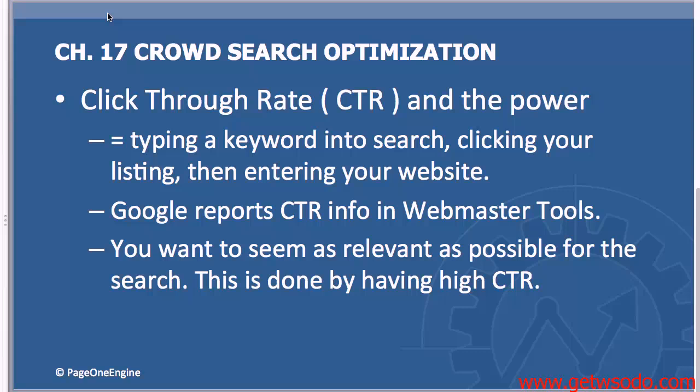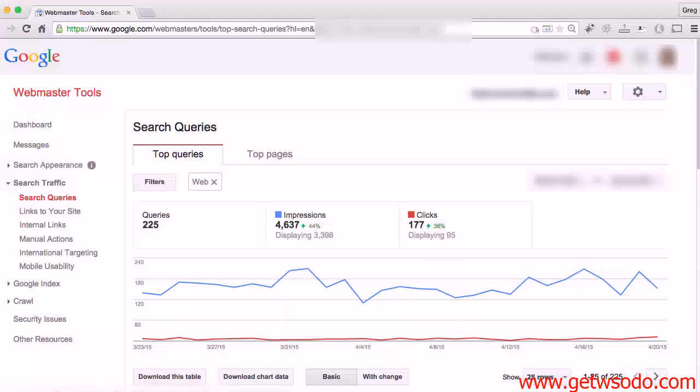So it just makes sense for Google to rank the websites with better CTR at the top of the searches. This usually means that the content on those sites is better and higher quality for the searchers. We know that Google tracks CTR because they show it to us in the Webmaster Tools section. Let me go ahead and show you this really quick.